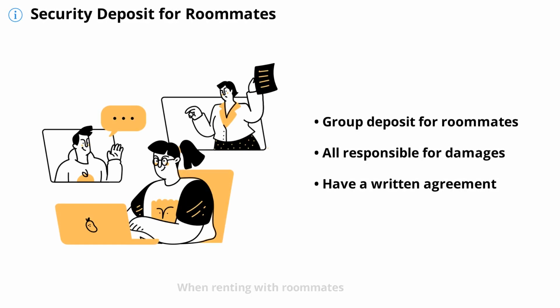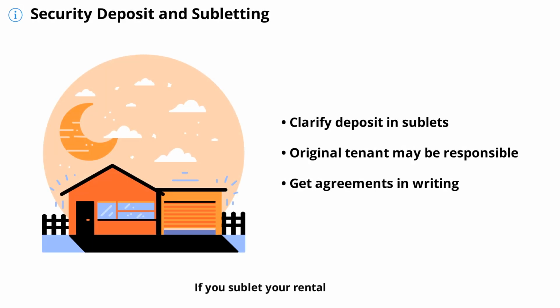When renting with roommates, the security deposit is usually paid as a group. If one roommate causes damage or leaves early, the entire group may be affected. It's wise to have a written agreement among roommates about how the deposit will be handled if someone moves out. If you sublet your rental, clarify how the security deposit will be managed. Some landlords require the original tenant to remain responsible, while others may transfer the deposit to the new subtenant. Always get any agreement in writing to avoid confusion.